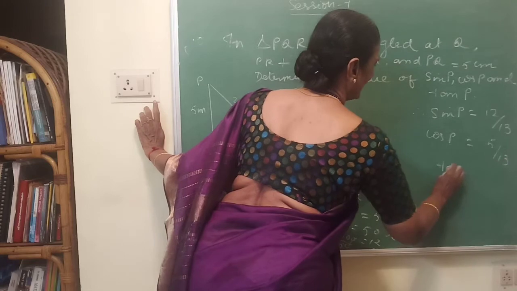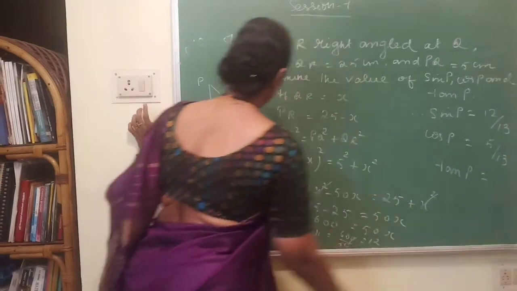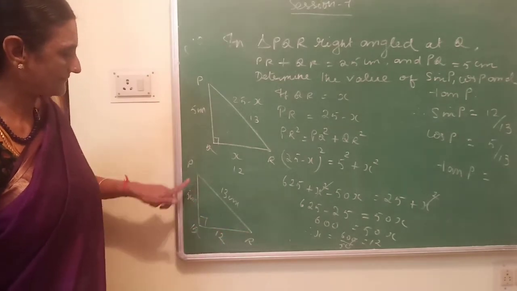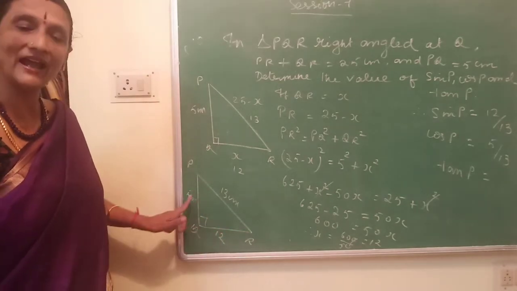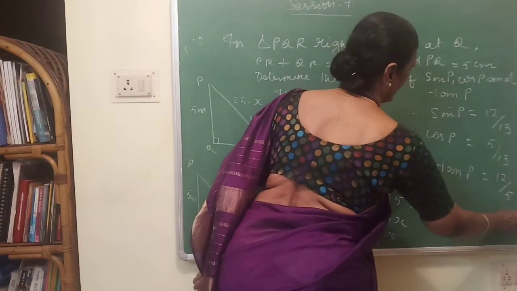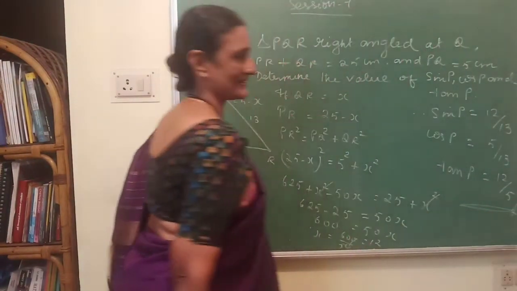Now what is tan P, children? Tan P, from here you should read out, it must be opposite divided by adjacent. So it is 12 by 5 is the answer. So please check your answers.